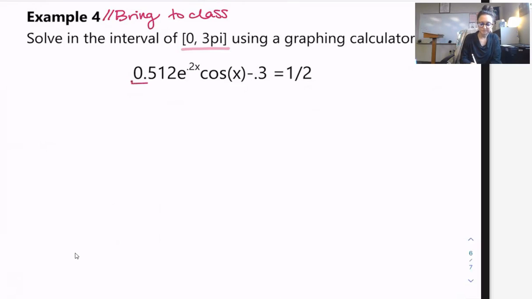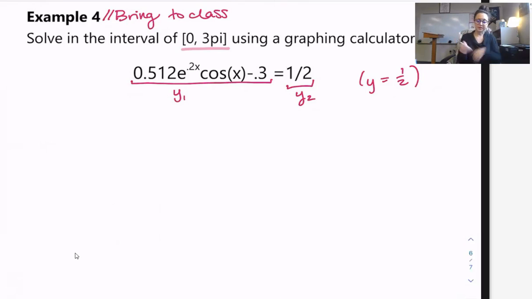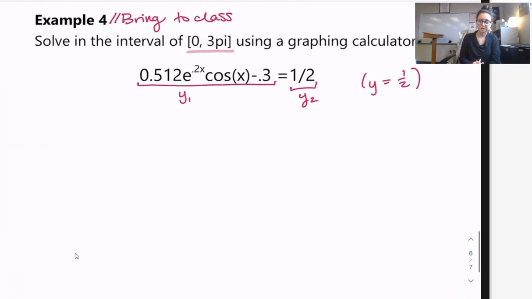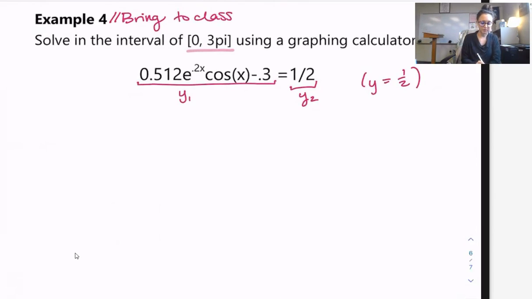So what I want you to do is in y1, if you're on an 84, or in line 1, if you're using Desmos, type that in, okay? And then in y2, type in just 1/2, or if you're in Desmos, you're going to type in y equals 1/2. Okay, and I want y1 to equal y2. So in terms of the graphs, I'm looking for what? I'm looking for their intersection. Now it's going to be really important that you set your interval, your x-min and your x-max appropriately so that you capture the correct solutions and only the correct solution.